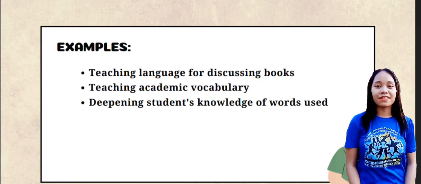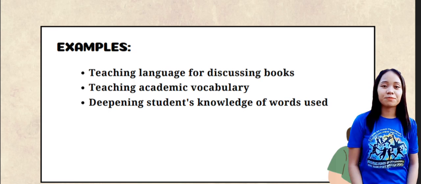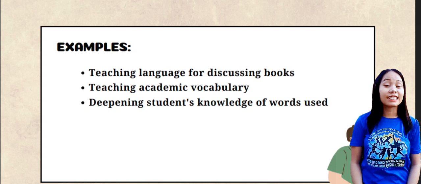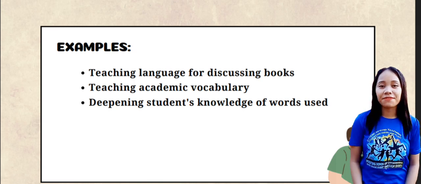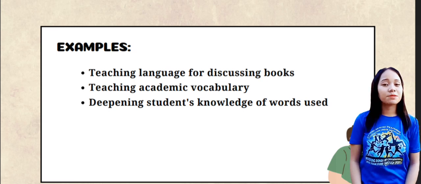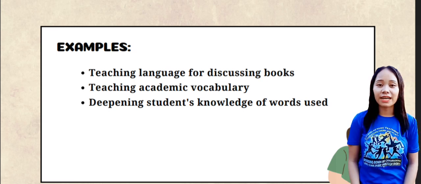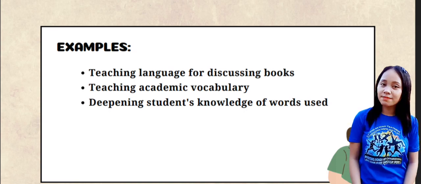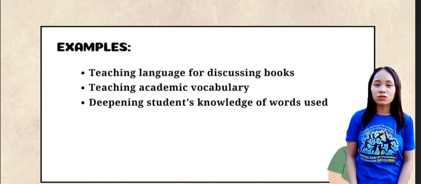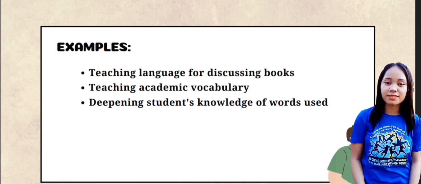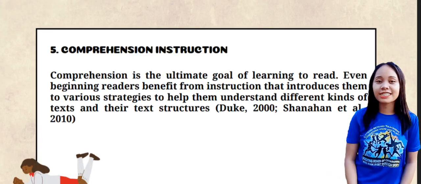Teaching language skills for discussing books, such as introducing terms like plot, character, or setting to enhance students' literacy discussion. Next, we have teaching academic vocabularies specific to different subjects to help students understand and communicate effectively in those areas. Next, we have deepening students' knowledge of words by exploring synonyms, antonyms, and context clues to expand their understanding and usage of vocabulary. Next, we have comprehension instruction.